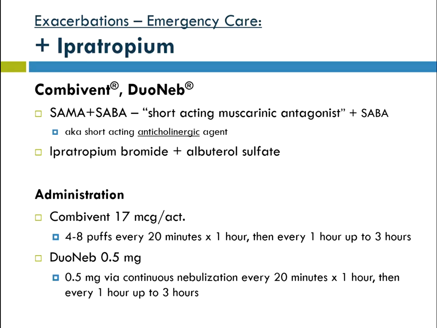With Combivent, it's an inhaler. So 4 to 8 puffs every 20 minutes for an hour, and then every hour for up to 3 hours. Yes. So this is used for asthma as an exacerbation and emergency reliever therapy. Okay, so they shouldn't be going home on this on a regular basis.